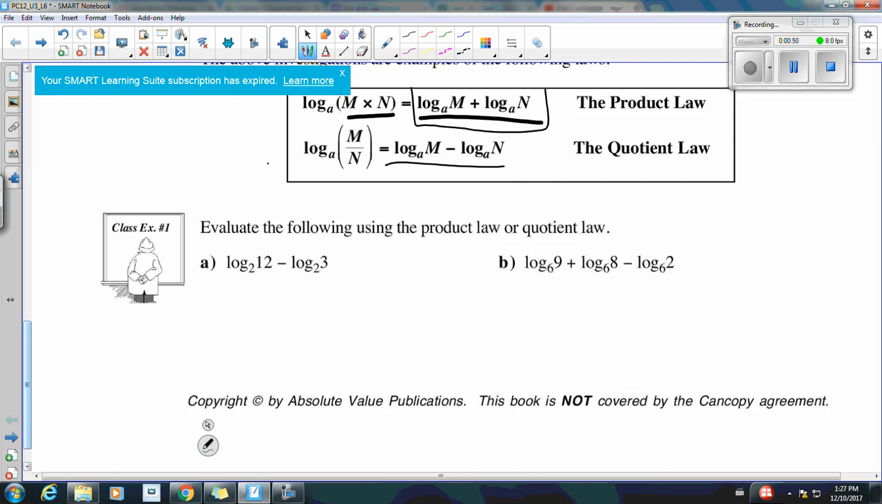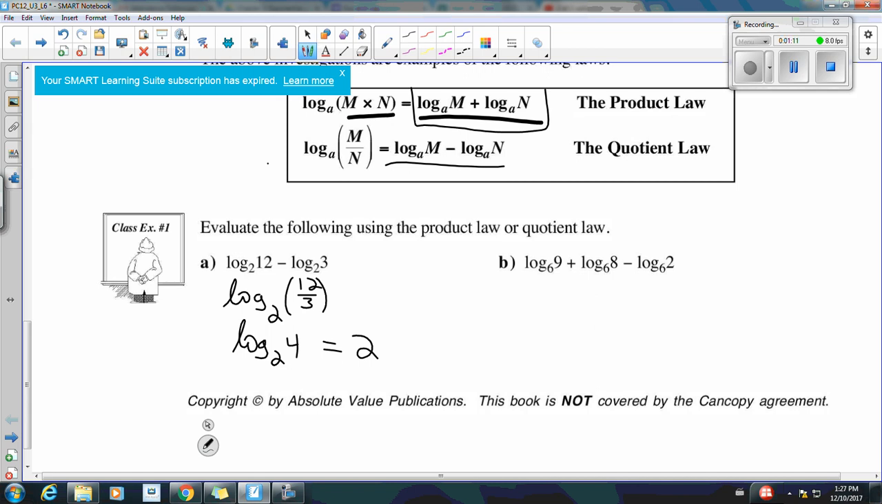So here, for example 1, we have evaluate the following using the product law or the quotient law. So here, these two logarithms are being subtracted. So to bring it into one logarithm, log base 2, we're going to divide. So this is log base 2 of 4. 2 to the power of what is 4? Well, 2 to the power of 2 is 4, so this logarithm must equal 2.